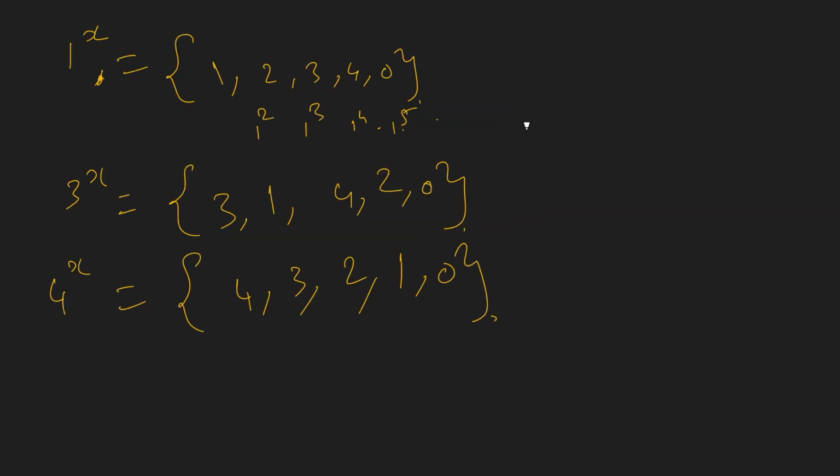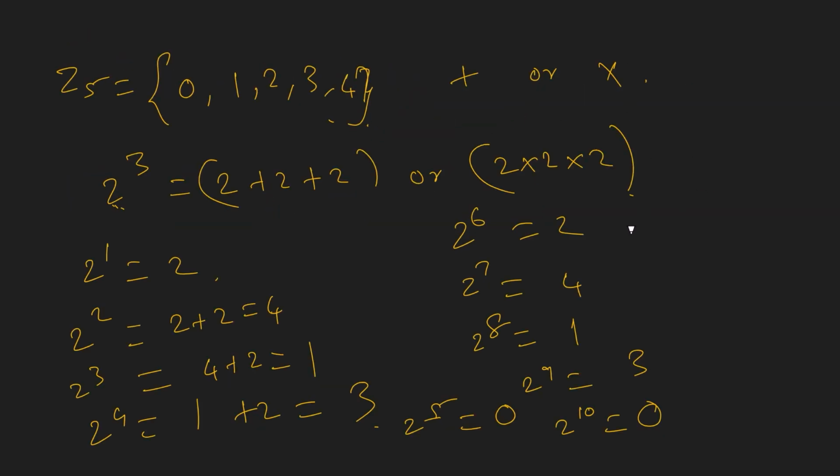But the order of Z5 under addition, right? So this hash is my way of saying the number of elements. Under addition it is 5: 0, 1, 2, 3 and 4. So 5 is a prime number, and that is why every non-zero element, that is every element which is not an identity, generates the entire group.